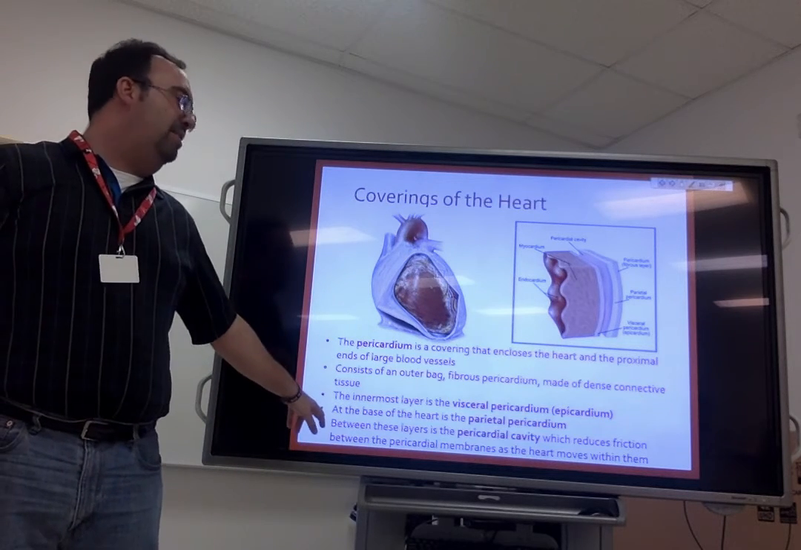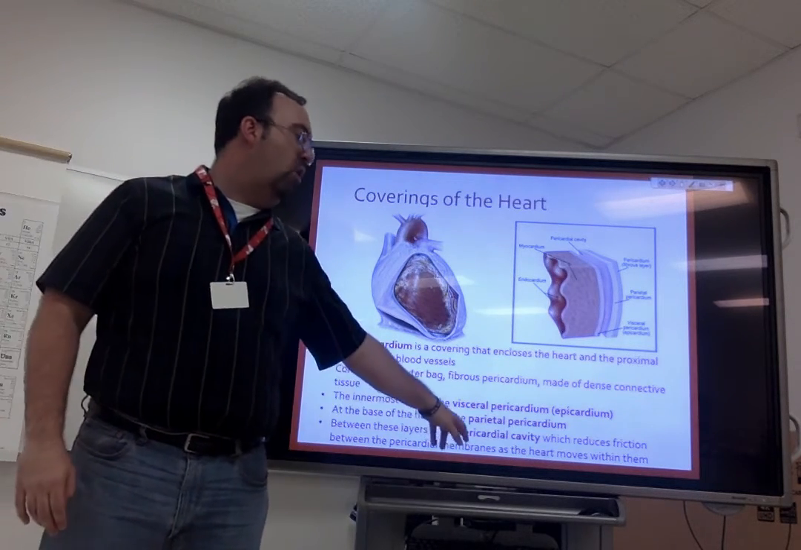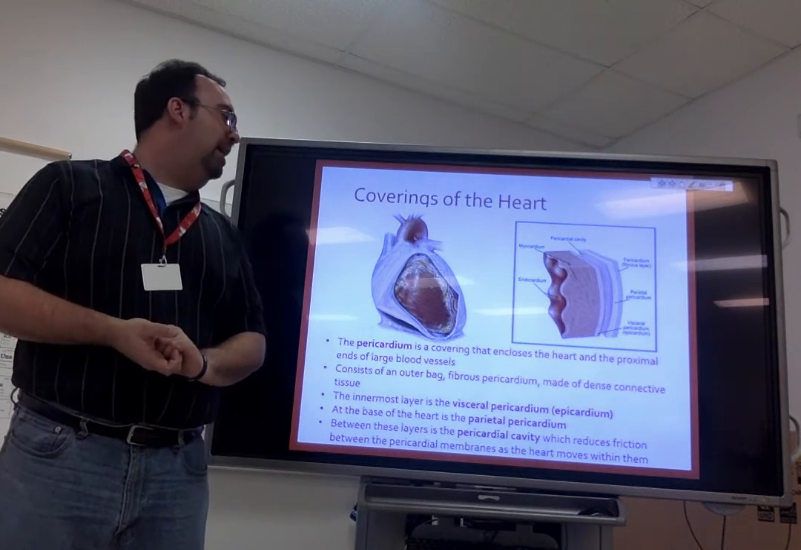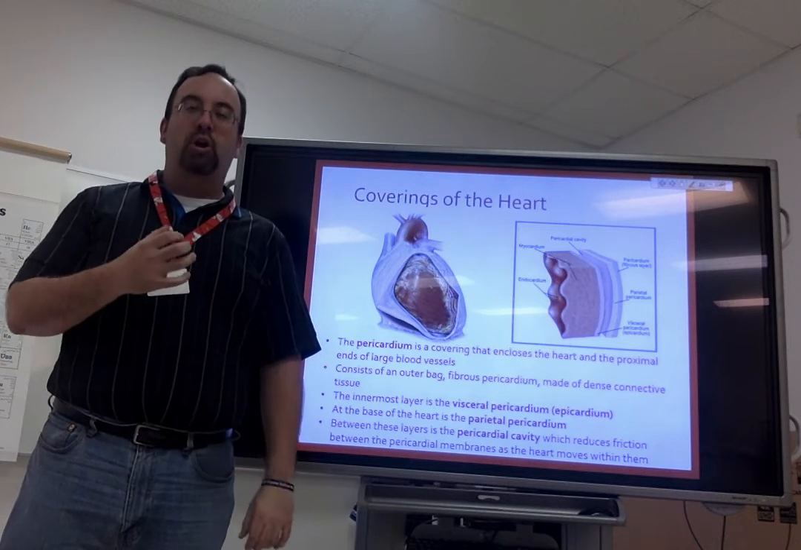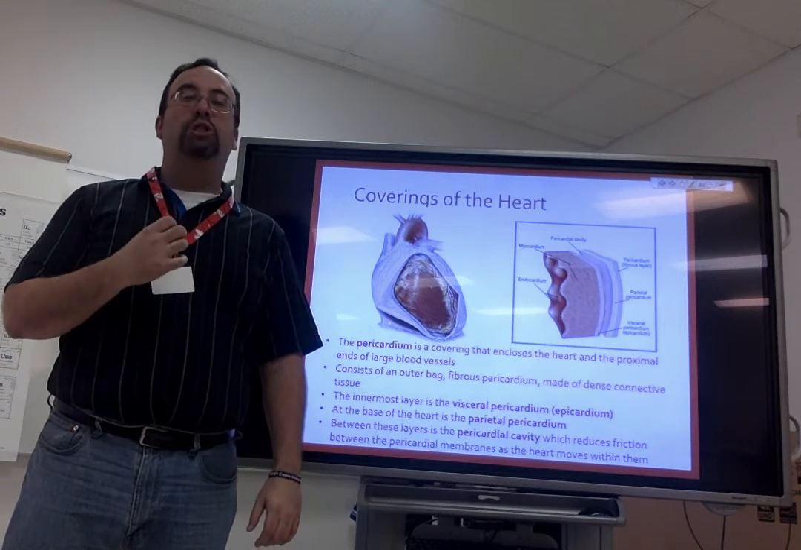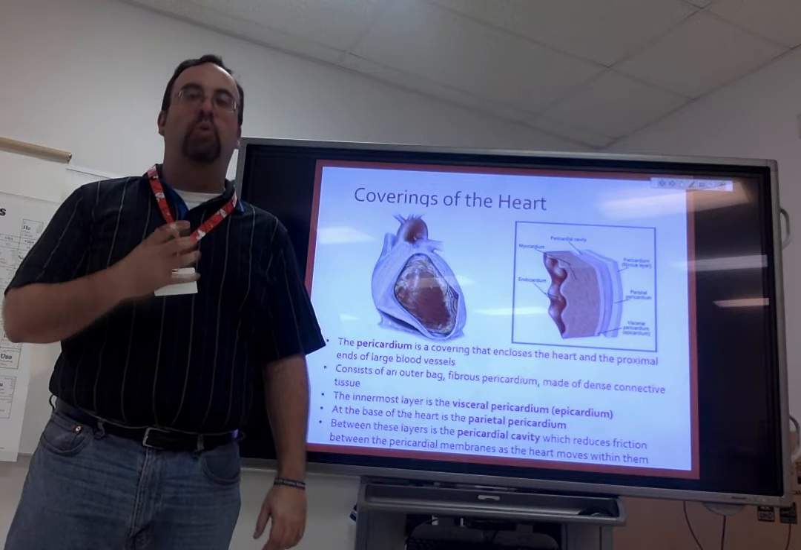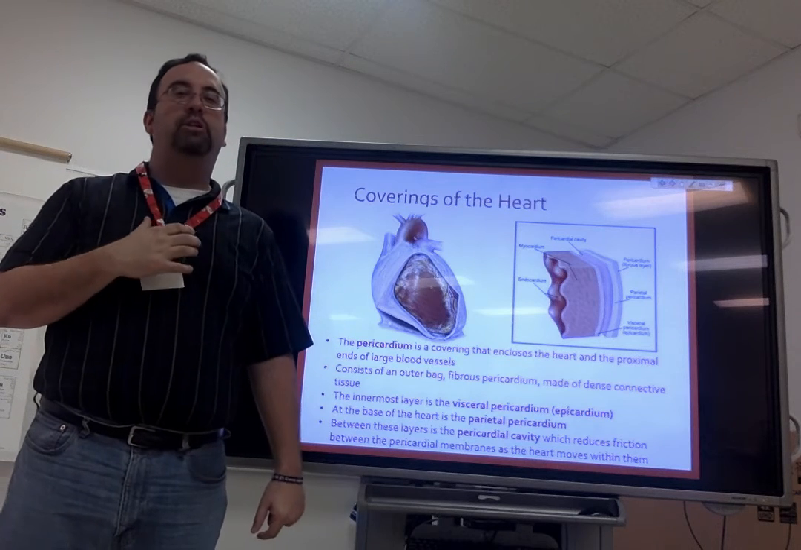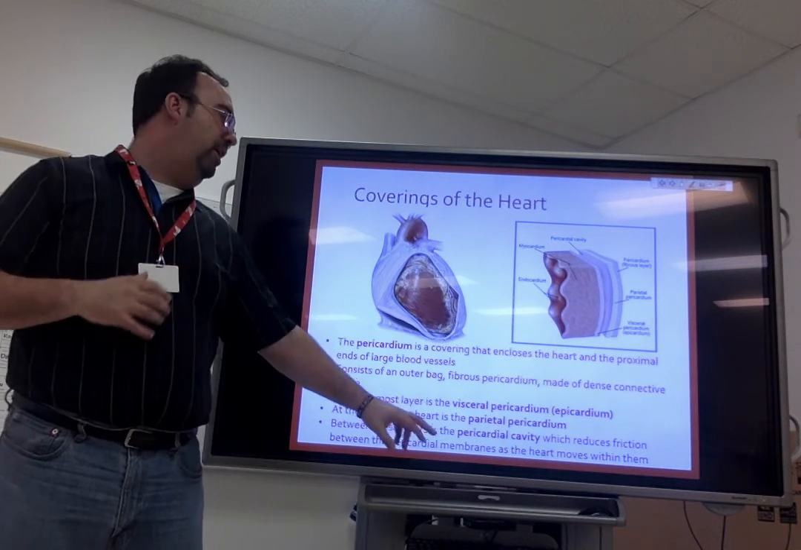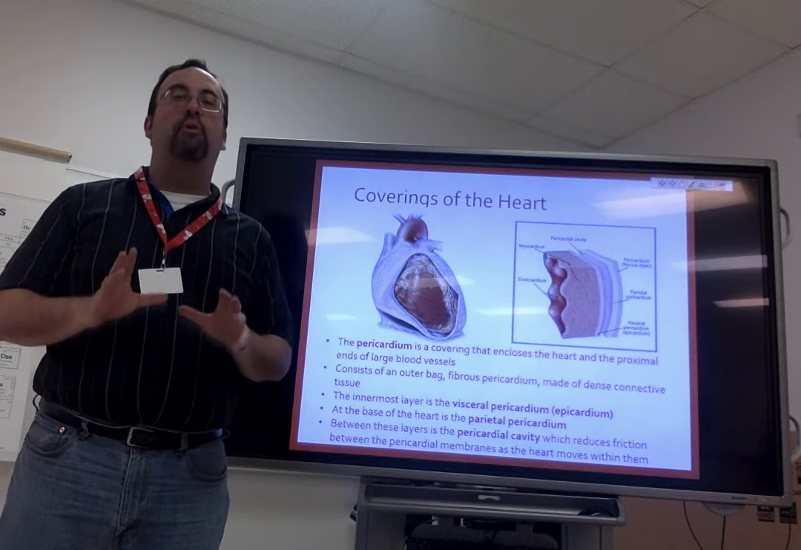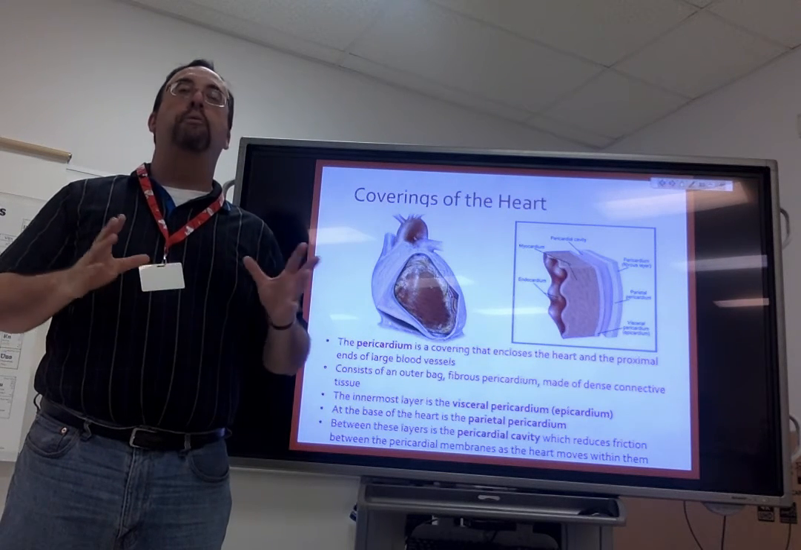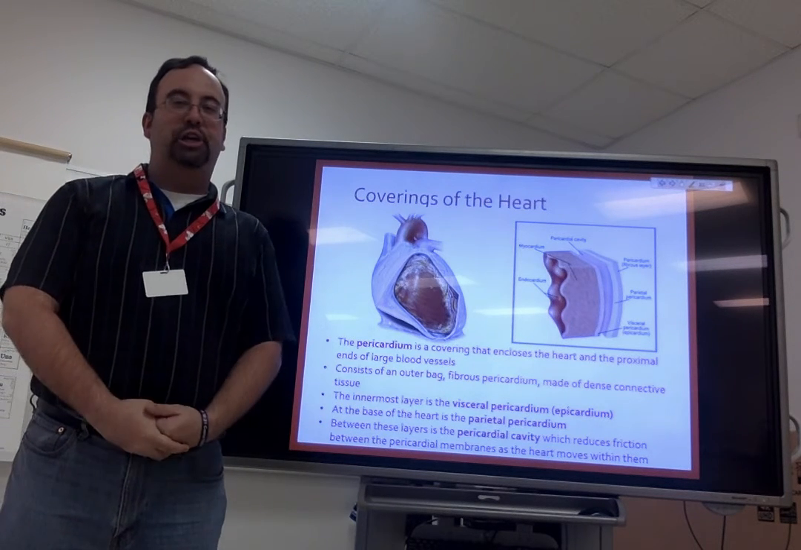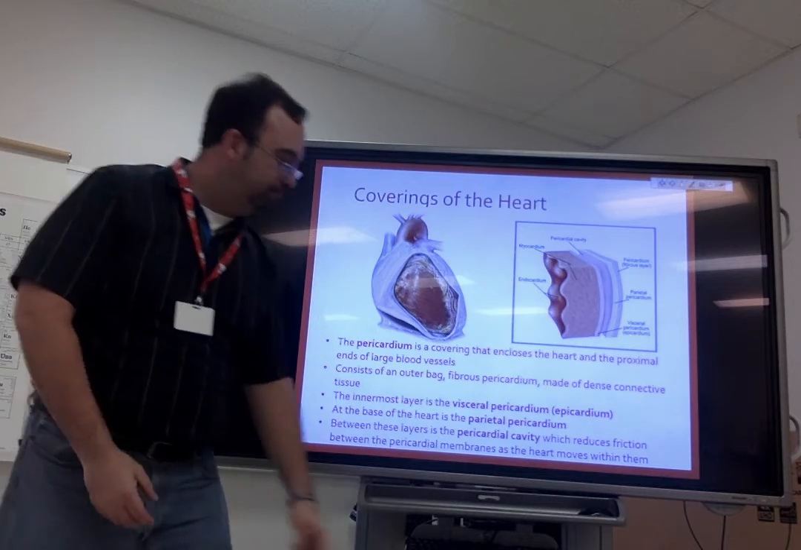All right, and between these layers lies a pericardial cavity, which will help reduce friction between the pericardial membranes as the heart moves within them. Remember, your heart is a muscle, it's going to be in motion, it obviously needs some space in order to do its work. In order to prevent this bad friction that could happen between, let's say, your lungs and your heart, there is a cavity which allows the heart to move in and out without causing any friction. Again, another very good indication of intelligent design of the heart.